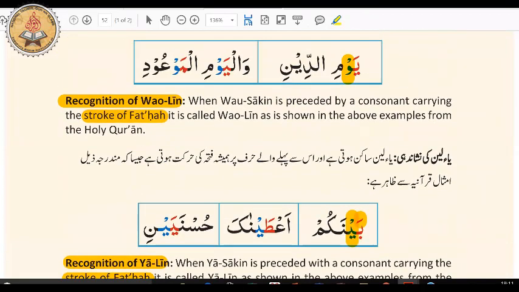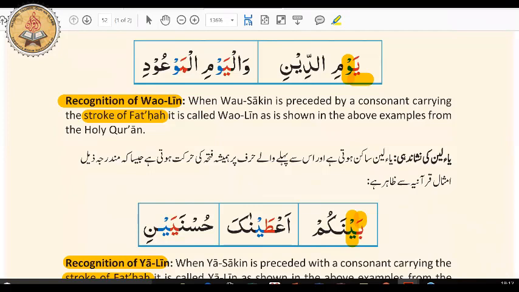So there's only two types of lean, like I said. One is vowel lean, and one is ya lean. And in both cases, they bear a sukoon on top of them. So the vowel has a sukoon on top of it, and so does the ya. And in both cases, you look at the letter before them. In this case, you look at the letter before the vowel, which happens to be a ya, and you look, does it have a fatha? If it does, then this is a vowel lean. Same goes here. The ya has a sukoon on top of it. You look again at the letter before the ya, which happens to be a ba. Does the ba have a fatha on top of it? If it does, then that becomes a ya lean.